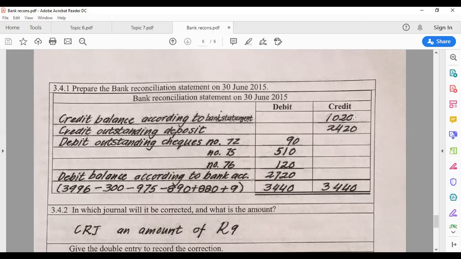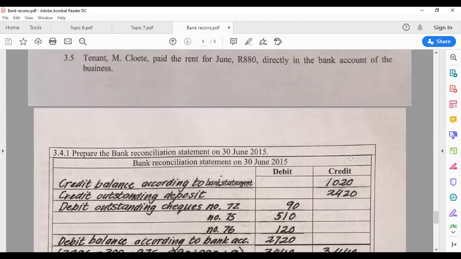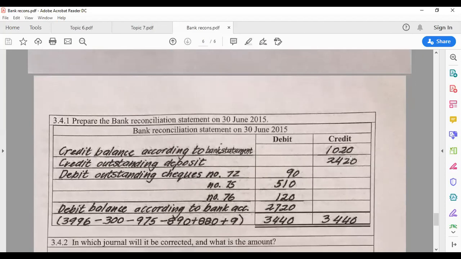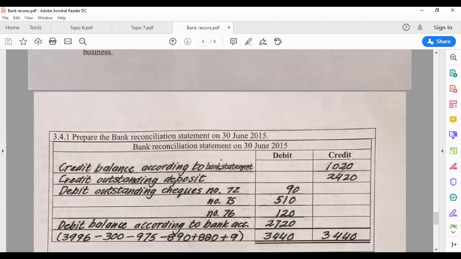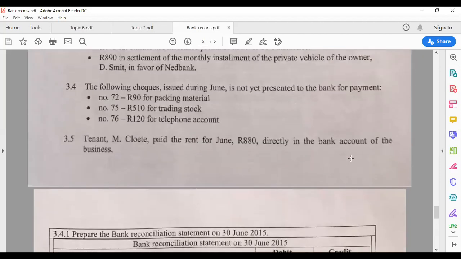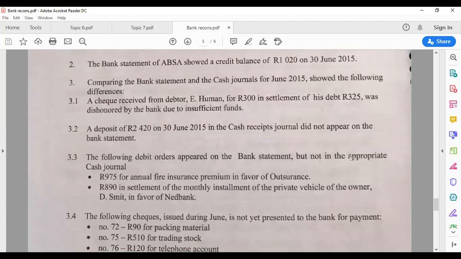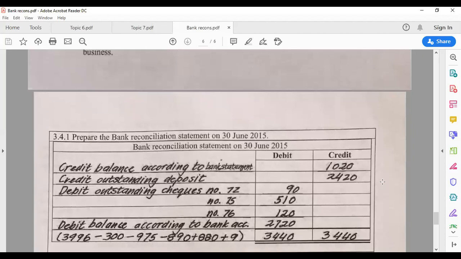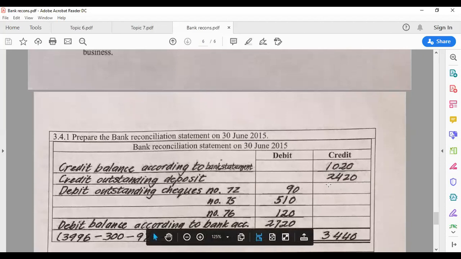Okay, now the deposit, that rental amount, let's see, the direct deposit, the 2,420 did not appear on the bank statement. So I did record it in my journal, but it didn't appear in my bank statement. So can you see that I'm going to immediately deposit it in my bank statement, my bank recon statement, sorry. Okay, that's where this comes from.